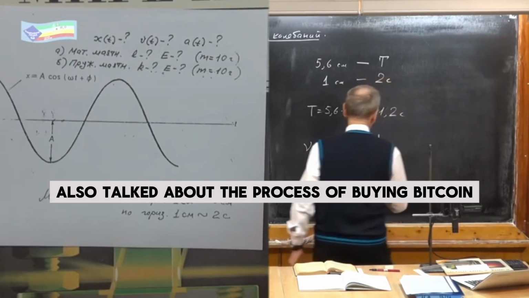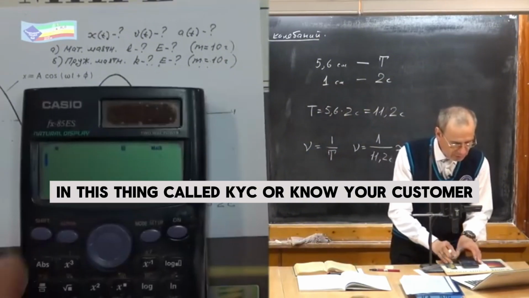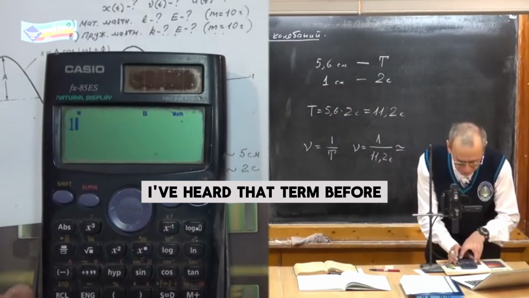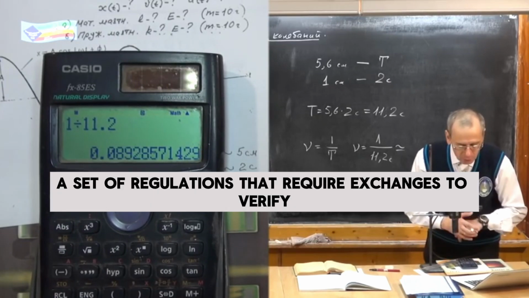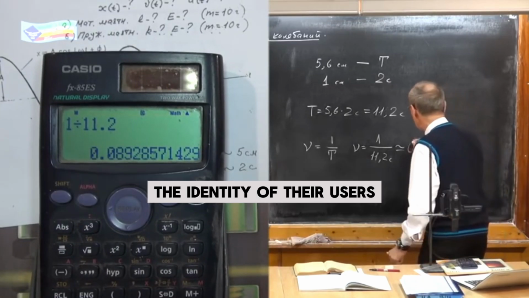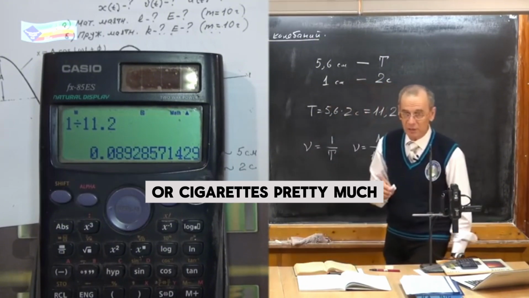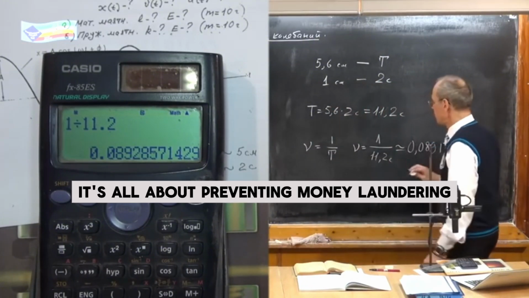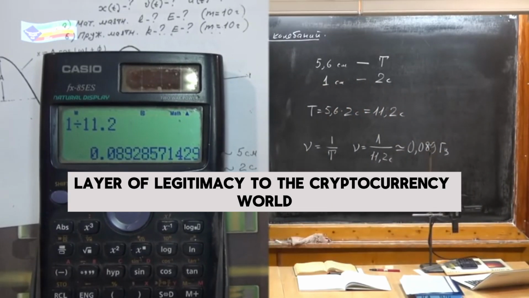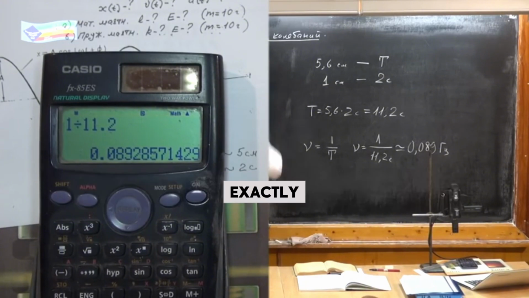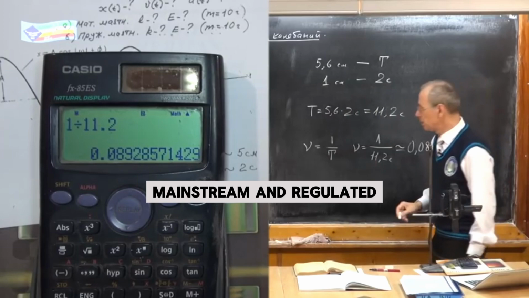The source also talked about the process of buying Bitcoin and this thing called KYC, or Know Your Customer. Oh, yeah. I've heard that term before. What's that all about? KYC is basically a set of regulations that require exchanges to verify the identity of their users. So it's like showing your ID when you buy alcohol or cigarettes. Pretty much, it's all about preventing money laundering and other illegal activities. So it adds an extra layer of legitimacy to the cryptocurrency world. Exactly. It's all part of the industry's efforts to become more mainstream and regulated.